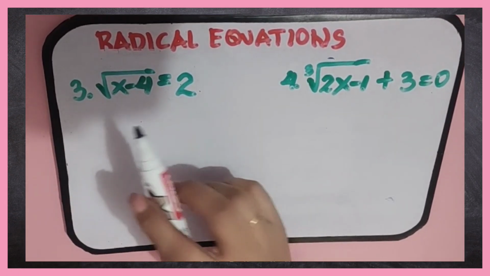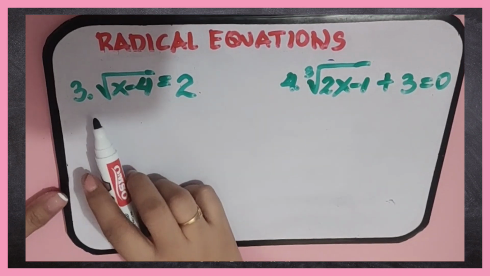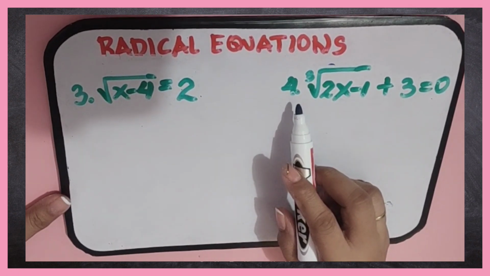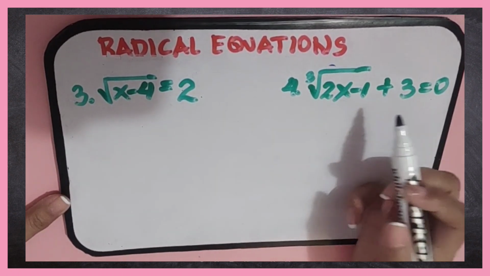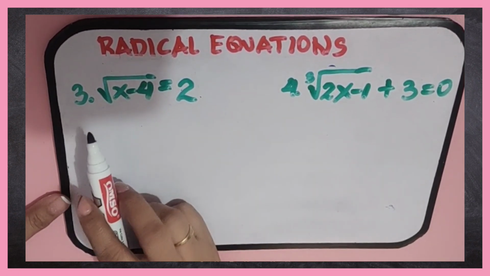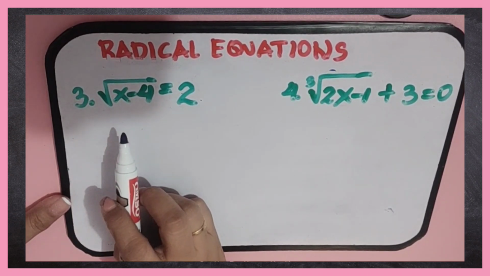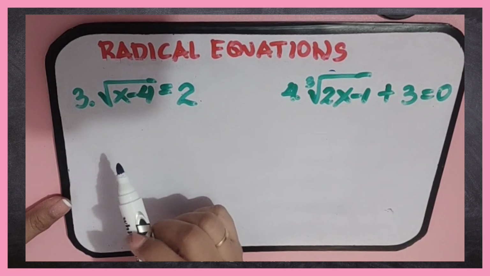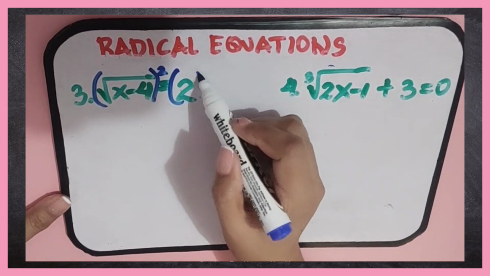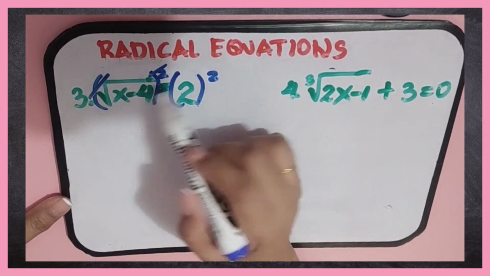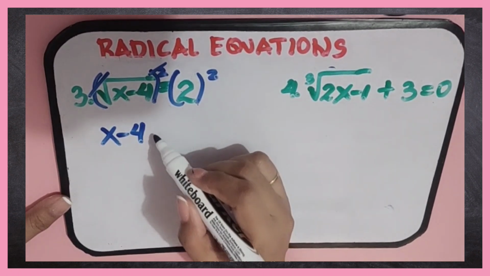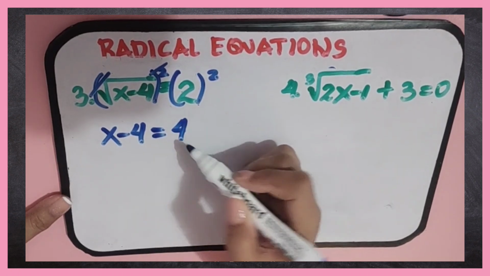Now let us have example number 3 and number 4. For number 3, we have square root of x minus 4 equals 2. Then for number 4, we have cube root of 2x minus 1 plus 3 equals 0. So let us solve the two equations. Let us start with number 3. First, get the square of both sides, then of course, solve for the variable. So we square both sides. Then we cancel the index and the exponent. So we have x minus 4. Then get the value of 2 squared, and that is 4.